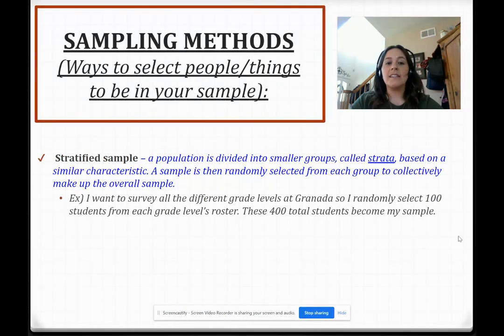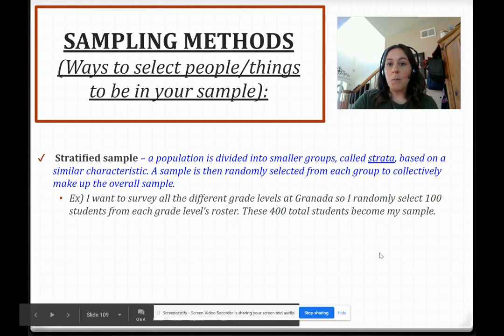An example of this is, let's say I want to survey all different grade levels at Granada. So I randomly select 100 students from each grade level's roster. These 400 total students become my sample. Instead of taking the entire Granada High School student list and randomly selecting 400 students from it, if I do that, it is possible that I could potentially get a majority of my randomly selected students from a particular grade level and maybe very few students from another. Maybe I get a lot of seniors, but very few freshmen. Okay, so stratified is really nice if you want to make sure you get several different types of groups without missing out on anybody.